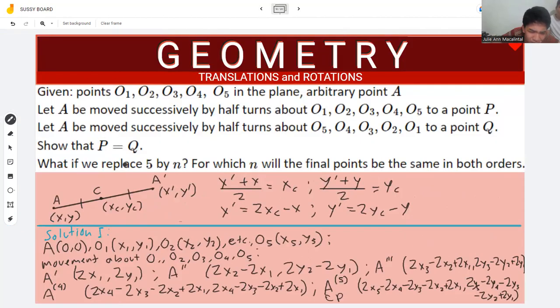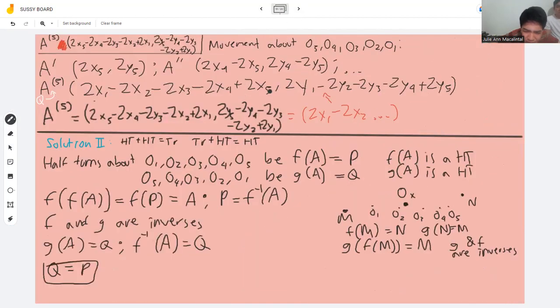So show that P is equal to Q. This actually is part of a different problem. It's no longer part of the actual question. But show that P is equal to Q. Here, we show that the coordinates are the same. Now here, we show that the function in both directions is the same. So therefore, they end up in the same place.